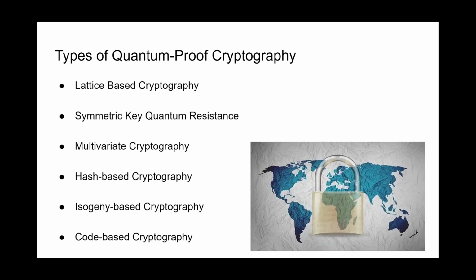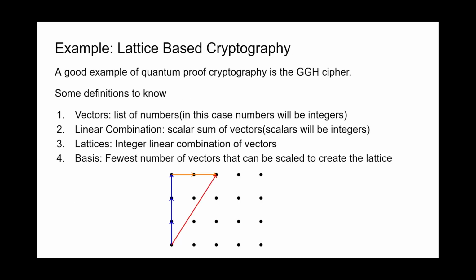And since we don't think they're easy for quantum computers, we've designed quantum cryptography algorithms based around these supposedly hard problems. For instance, lattice-based cryptography, symmetric key quantum resistance, multivariate cryptography, hash-based cryptography, isogeny-based cryptography, and code-based cryptography. And in this presentation, we're going to go over an example of lattice-based cryptography called the GGH cipher.